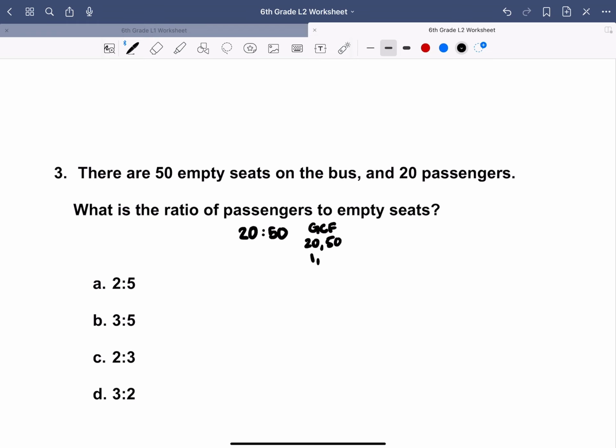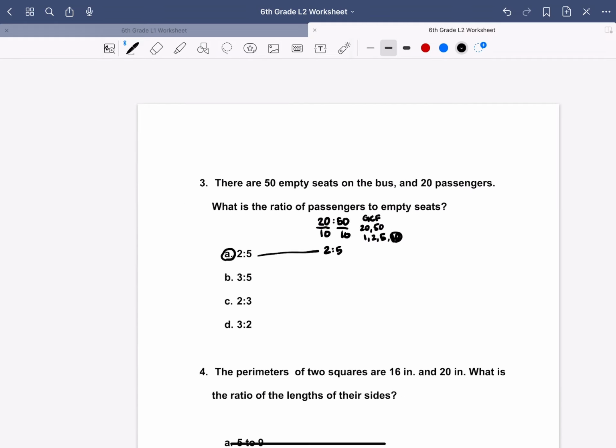So we got 1, 2, we skip 3 and 4, then we have 5, 6, 7, 8, 9, 10. No 25. And that's actually it. So greatest common factor is 10. So I'll divide this by 10. So we'll have 2 to 5, which is A in this problem.